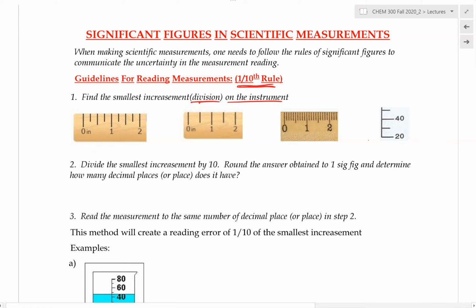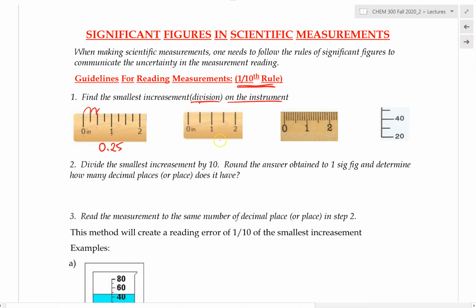In this first case, to identify the smallest increment on this particular ruler, we can see that the smallest increment refers to the increment from one mark to the next. In this case, this is 1 and that is 0, so in the middle it is 0.5, and each of these is then increasing by 0.25. So the smallest increment here is 0.25.